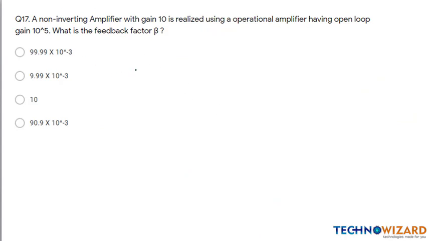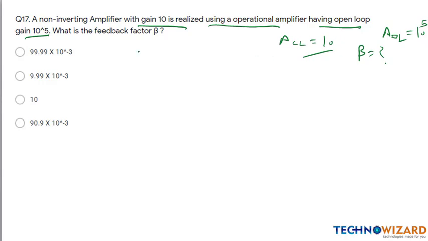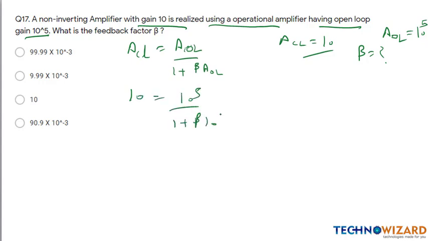Let's see this question. A non-inverting amplifier with gain 10 is realized using an operational amplifier having open loop gain AOL of 10 to the power 5. Gain 10 is the closed loop gain. We have to find the factor. Simply we put the formula: closed loop gain is equal to open loop gain upon 1 plus beta times open loop gain. Then 10 is equal to 10 to the power 5 upon 1 plus beta times 10 to the power 5.